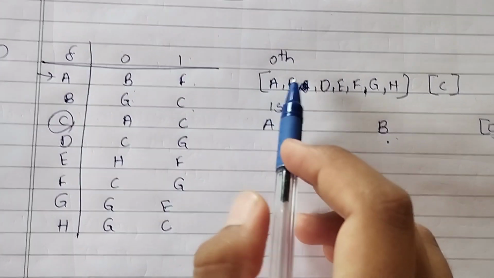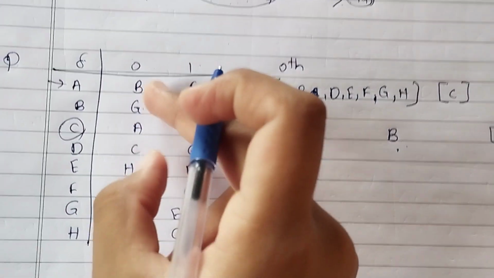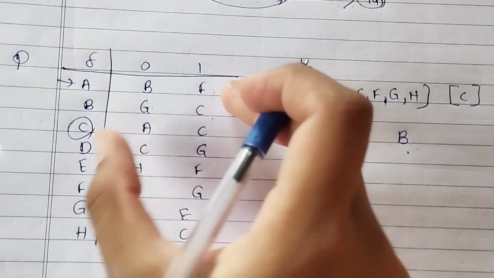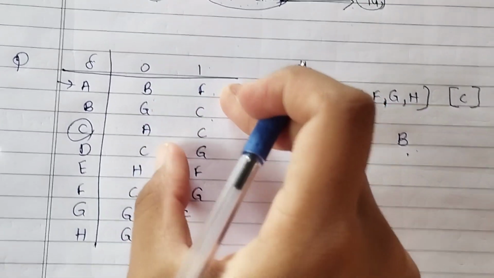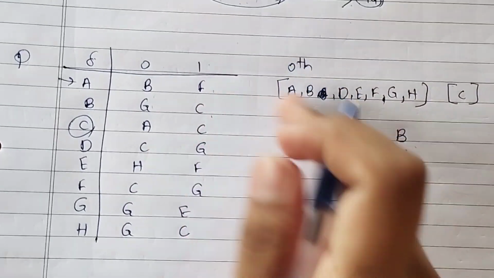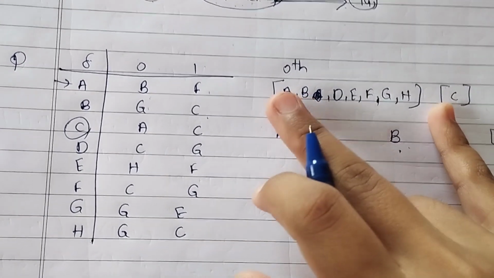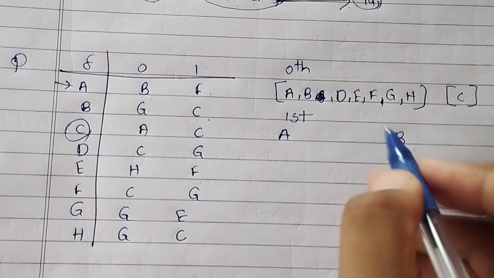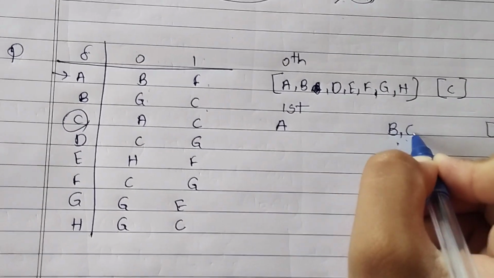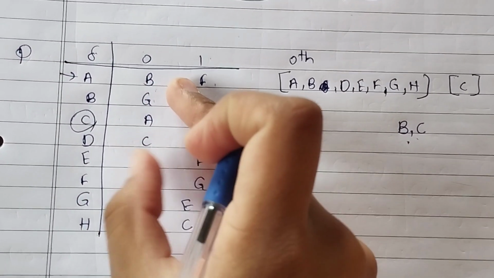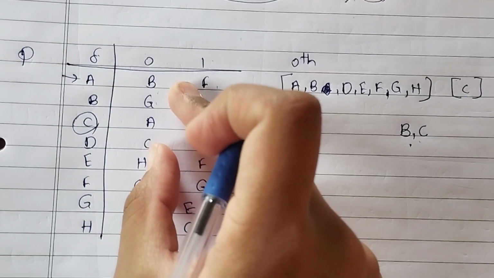Now A and D. A reads 0 in B and D reads 0 in C. So B and C: B is present in one group and C is present in another group. So again, A and D are not present in the same group, because initially we see A reads 0 in B and D reads 0 in C.